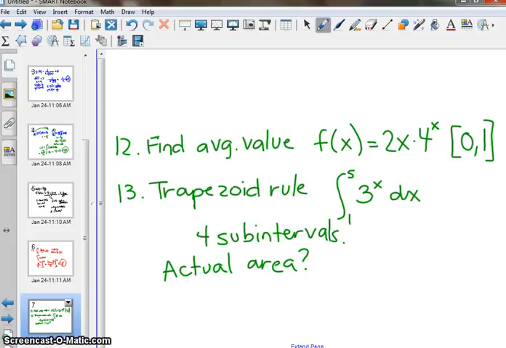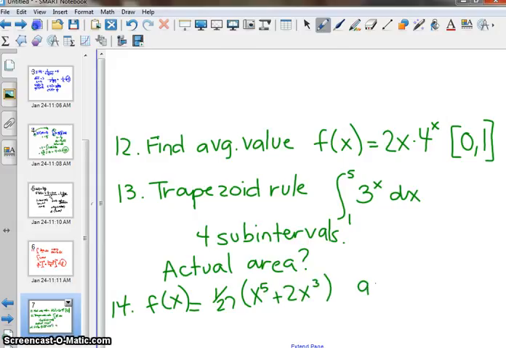The last one I want you to do for number 14, if your function is 127 times x to the 5th plus 2x cubed, and your a value is -11, find the derivative of the inverse function at your a value of -11.